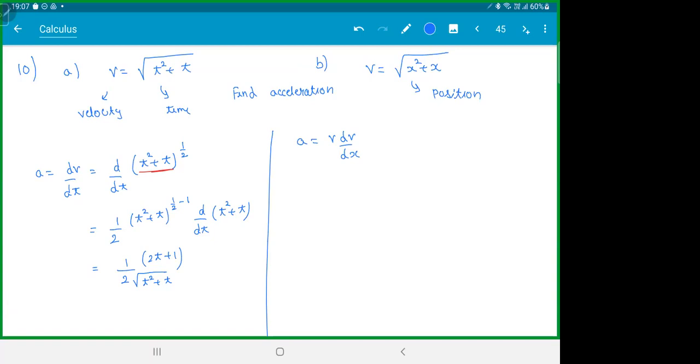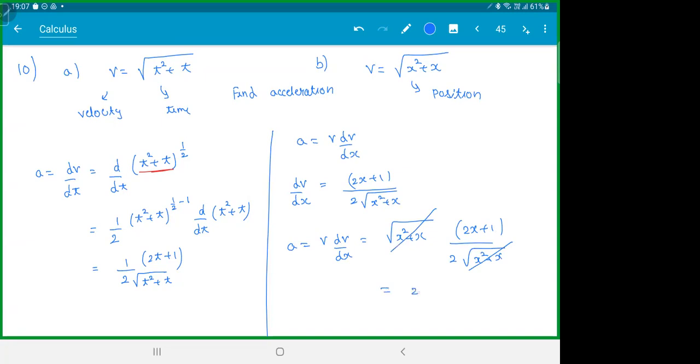So first thing you have to do is dv by dx. That will be same as this. Only difference will be that in place of t, x will come in 2x plus 1 by 2. So just multiply with v into dv by dx. That will be root over x square plus x into 2x plus 1 by 2 into root over x square plus x. This will cancel. 2x plus 1 by 2. Check.